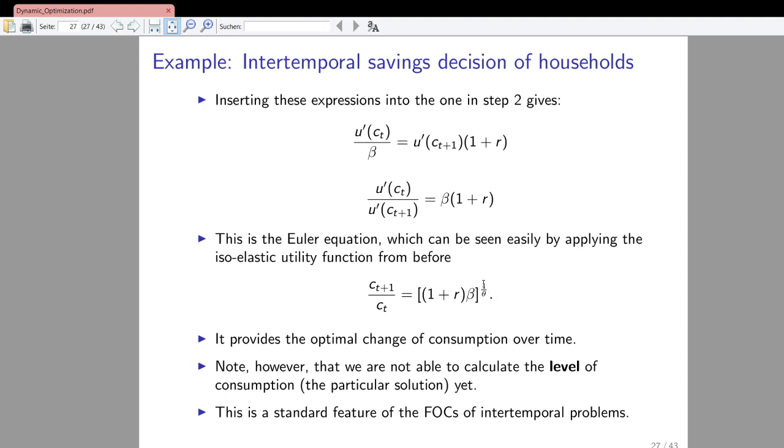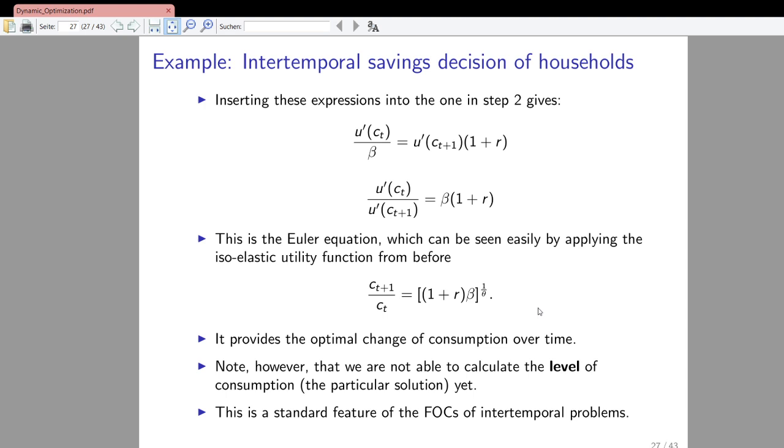And again, the strength by which these differences between impatience and the interest rate affect household consumption decisions depends on the elasticity of intertemporal substitution, which is given by 1 over the parameter theta, that in contexts where risk plays a role measures the risk aversion of households and therefore the curvature of the utility function. So that provides again information on the optimal change of consumption over time.